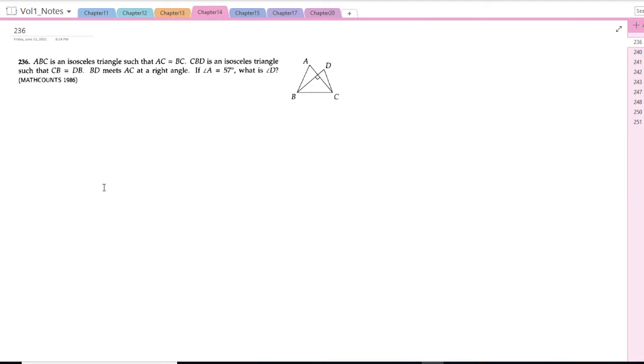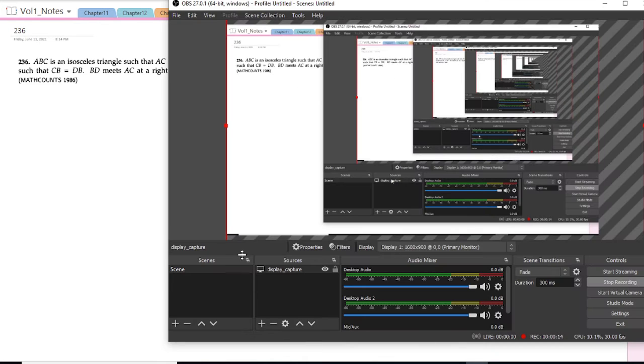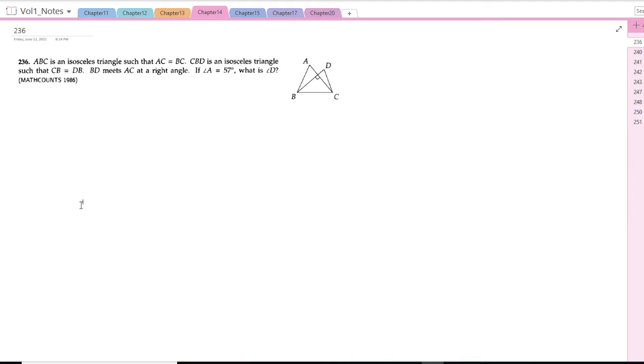So, hello everyone. Today we are going to talk about chapter 14, the selected problems from chapter 14 of the AoPS Volume 1. It's about the geometry of angle chasing. So, let's start with the first selected problem, which is 236.